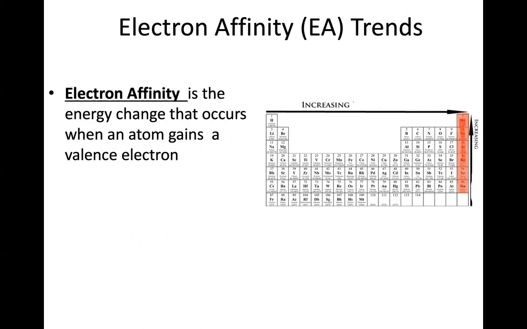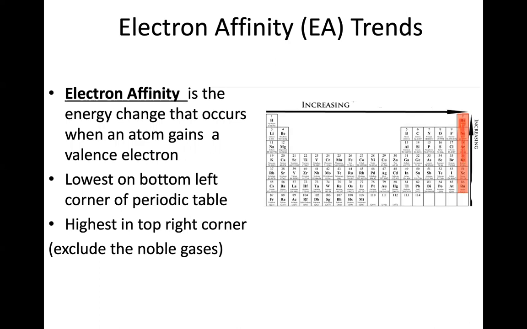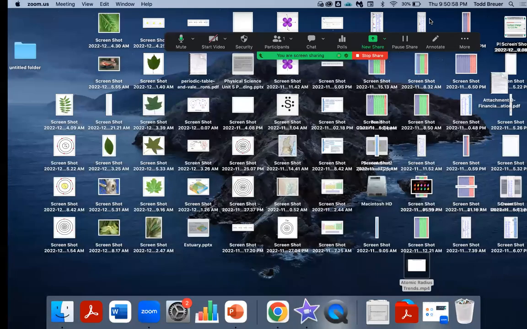We have a trend for something called electron affinity. Again, the trend is identical. It's just a different meaning. Electron affinity means there's a change in energy whenever an atom gains a valence electron, and that change in energy can be described as a low amount or a high amount. We put the word low on the lower left-hand corner and high in the upper right-hand corner. We exclude thinking about the noble gases because they don't like to interact with their valence electrons. They already have 8.